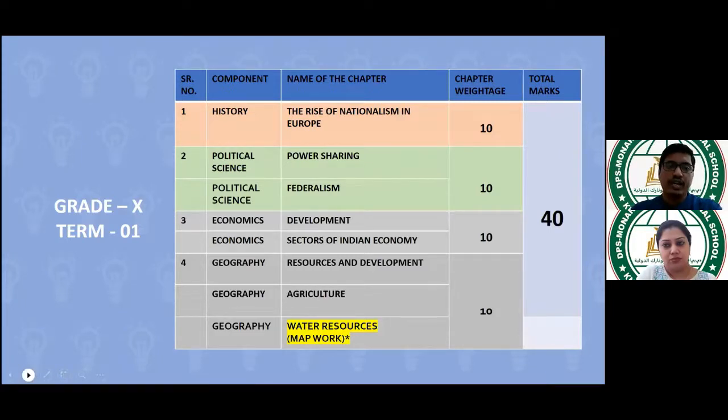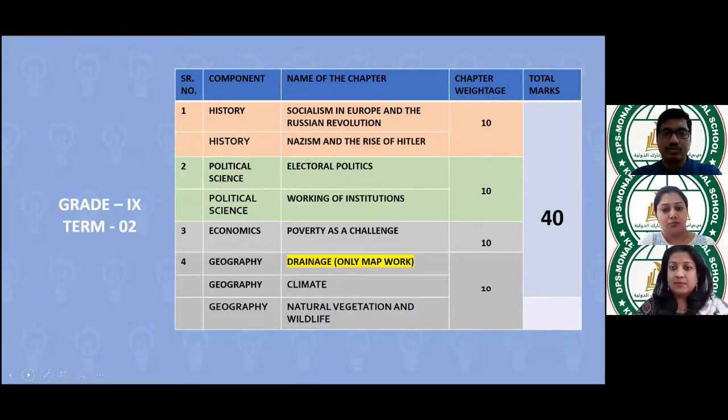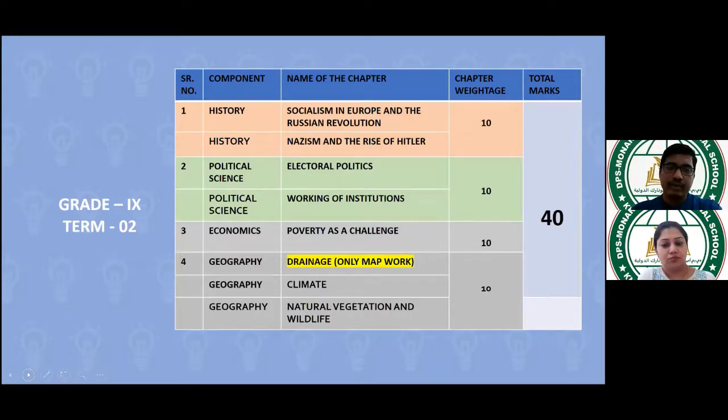So moving on to grade 9, term 2. History, we have 2 chapters, which will be divided into 10 marks. Political science, 2 chapters, so weightage 10. Economics, 1 chapter, weightage of 10. And geography, 3 chapters with a weightage of 10. So finally, it comes to 40.